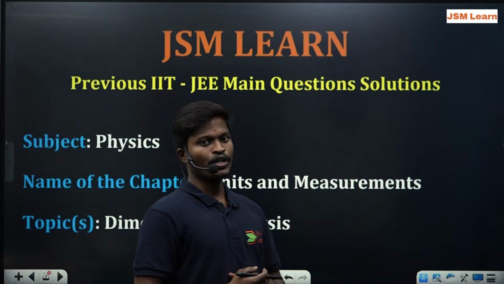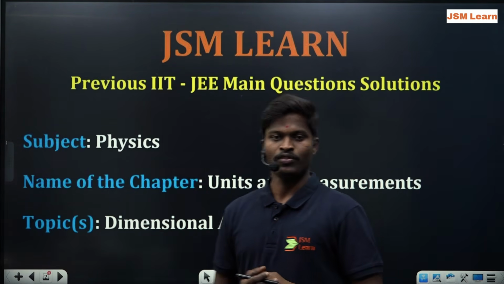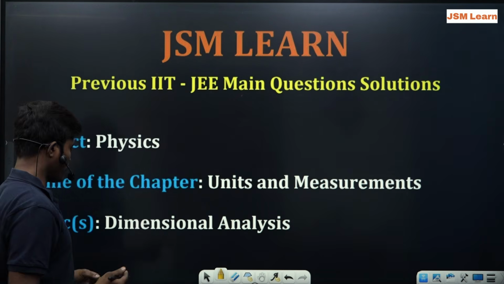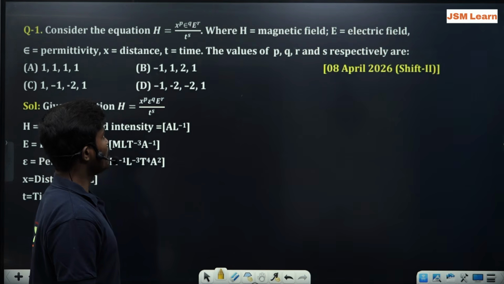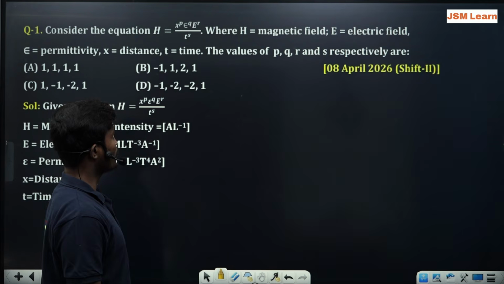Here in this session we are going to discuss previous JEE questions of the topic dimensional analysis. Here comes the first question. Consider the equation h equals x to the power p, epsilon to the power q, e to the power r, by t to the power s.